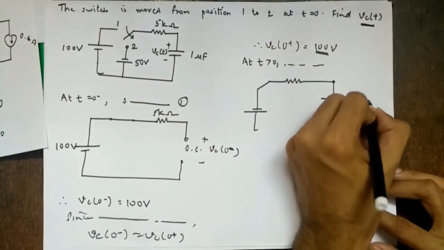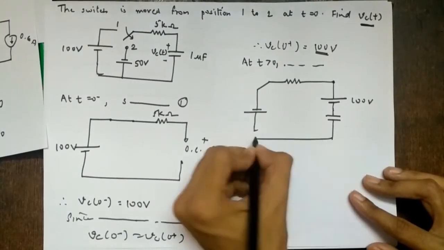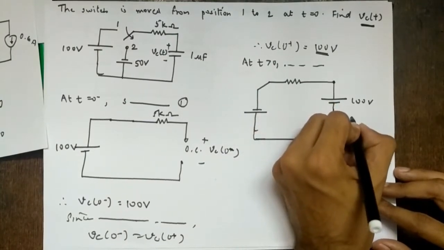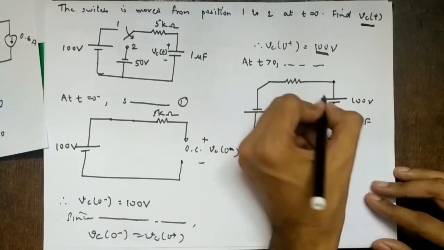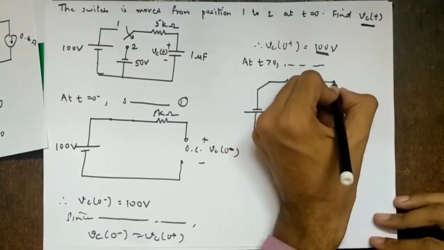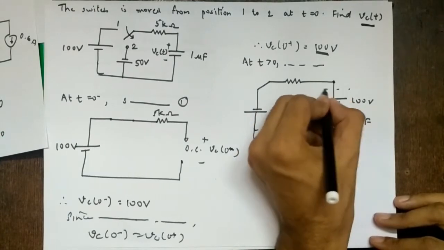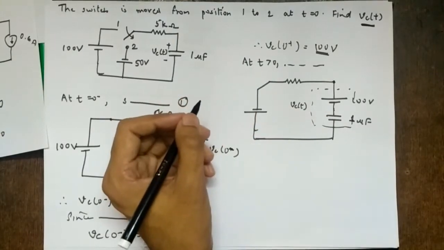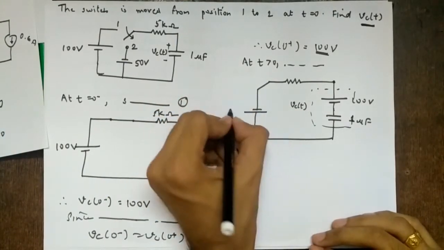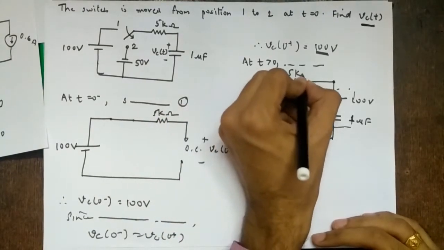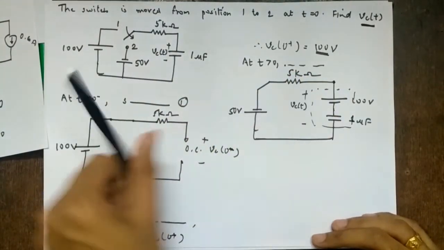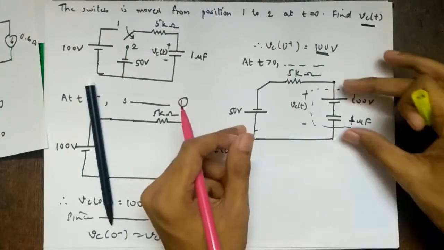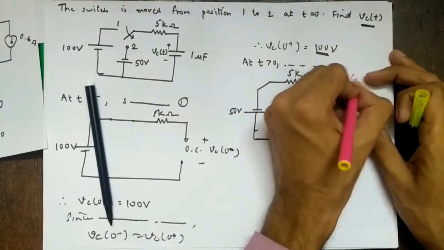So this is the voltage source, 100 volts. Then I have the capacitor, which is 1 microfarad, and this is Vc of t. And this is 50 volts, this is 5 kilo ohms. Are you getting this point, that the voltage across this combined is Vc of t? So this node voltage is Vc of t.